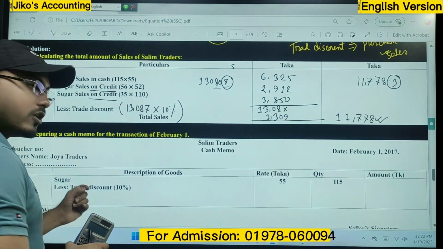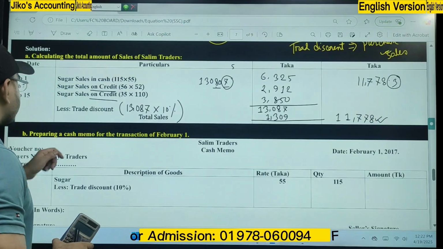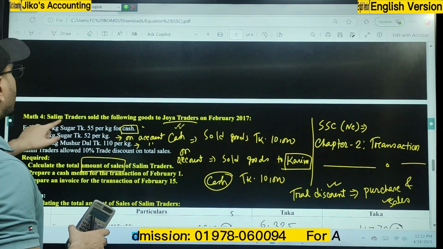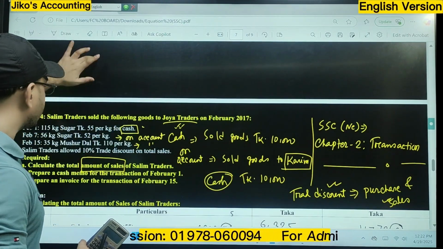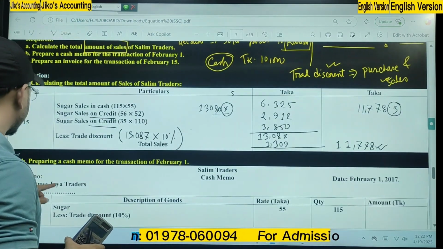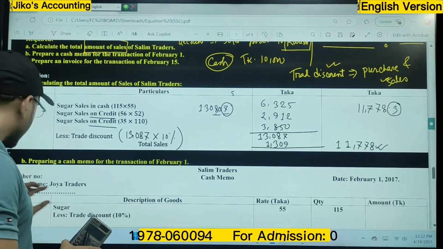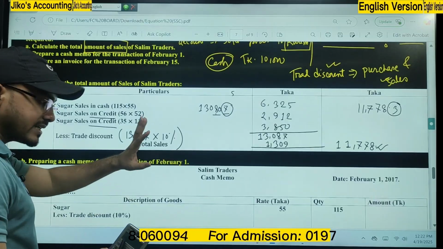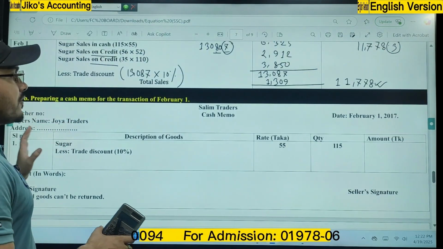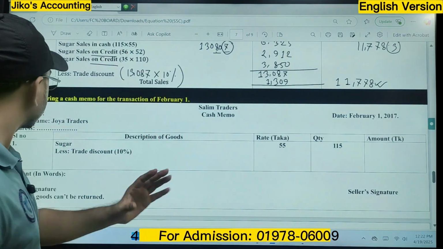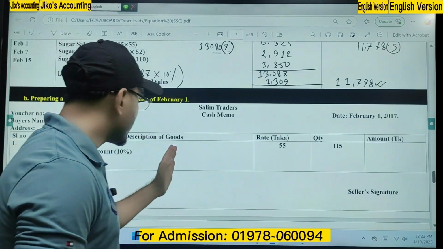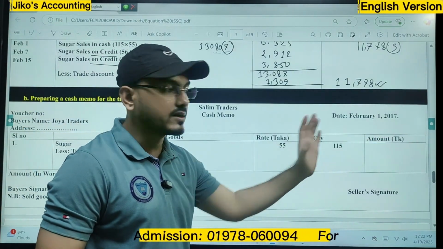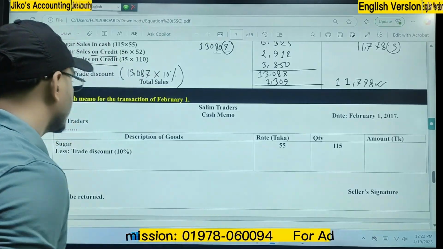Then voucher number as a format, you need to write down. Then buyer's name. Who is the buyer of Solim Traders? Joya Traders. Write down the name of Joya Traders here. Then address. If it is given, then write it down. Otherwise, you can skip it. According to the format, there must be 5 columns: serial number, description of goods, rate, quantity, amount.